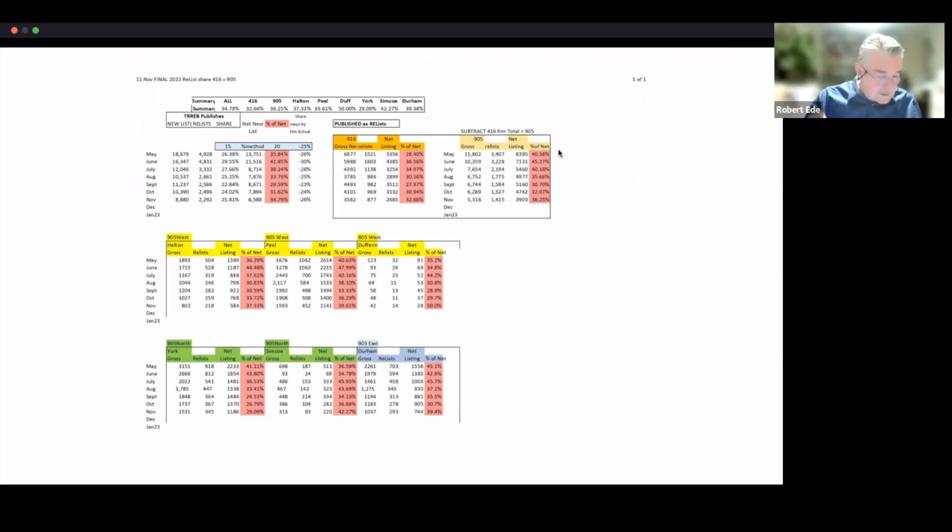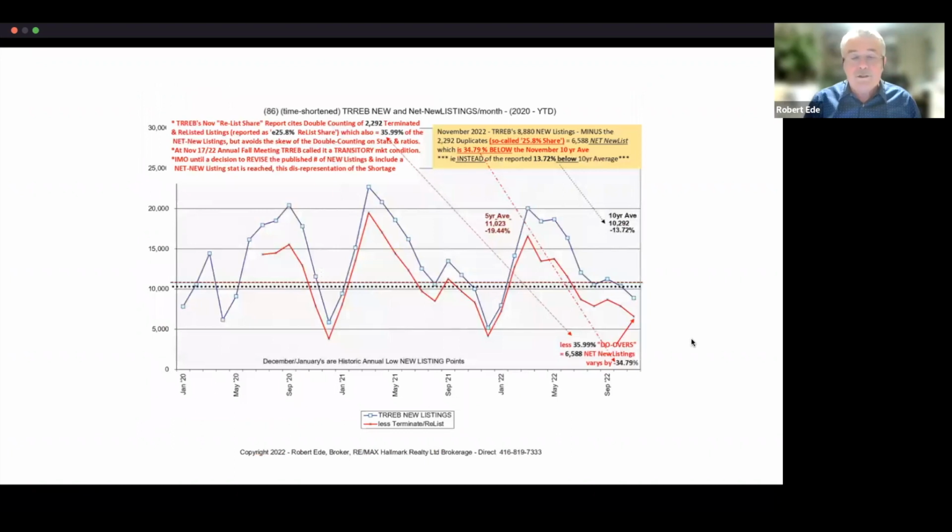So again, this is a small ball. If we go to the next chart, we see it shown in a picture. The blue line is the number of listings that are reported every month, and there's a season to it, just like anything else. And the red line underneath is when you subtract the number of relists from that blue line, you get another line, which is minus the do-over.